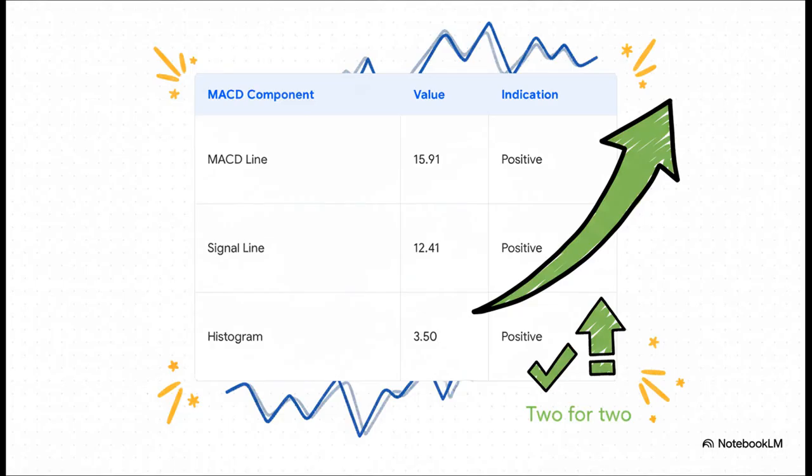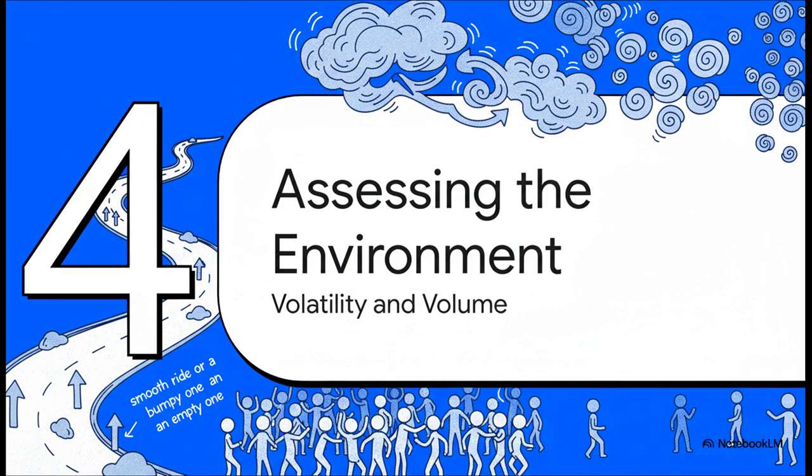speed. Now, you could get lost in all these numbers, but the key piece of evidence here is the histogram. Since it's positive, that tells us our sprinter is still pulling away from our marathoner. That's another bullish signal, confirming that upward momentum is still building. So that's 2 for 2 on strong momentum. So we know the direction and we know the speed.